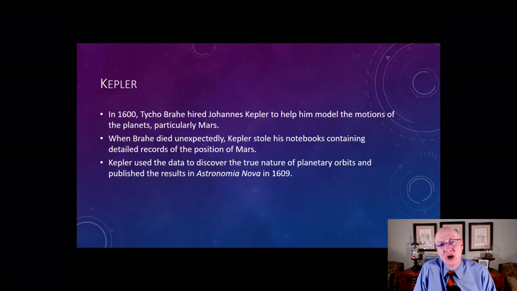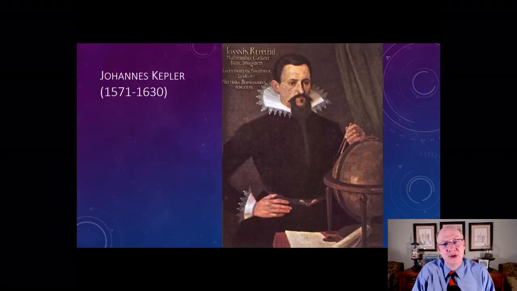Now, in order to determine the model behind this, the precise movement of the planets, he needed a mathematician. And he hires this young mathematician by the name of Johann Kepler to do the calculations for him.